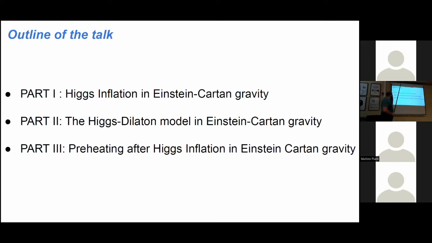So this is the outline of the talk. In the first part I will do a small review of inflation, and in particular Higgs inflation, in the context of Einstein-Cartan gravity. This is based on our work and on work done by other people, but it is still just a proxy for the second part, in which I will address the actual model that we're using, that is the Higgs-Dilaton one. And if I have some time left at the end, I would like to say something about what we are doing now. That is what happens after inflation, and there are some very nice features that we can discuss. So, first part, Higgs inflation.